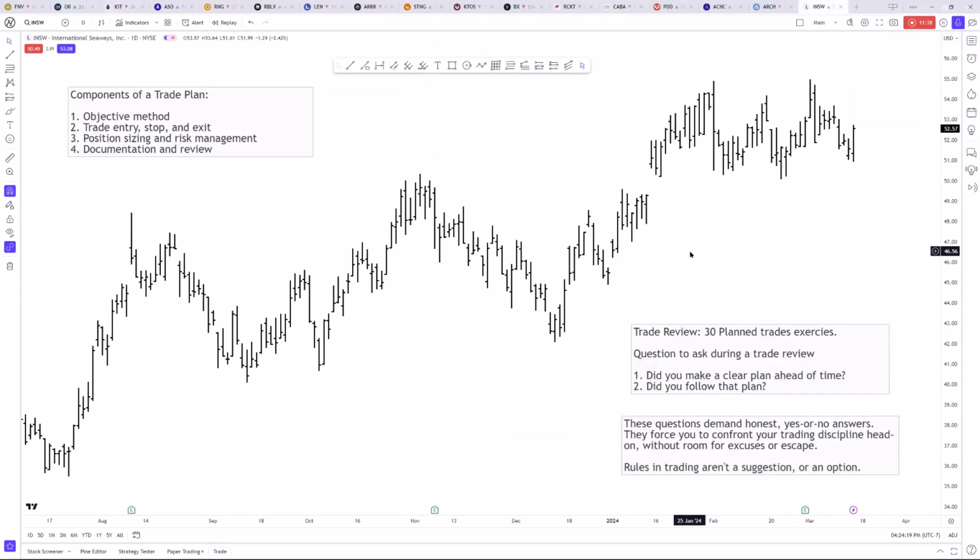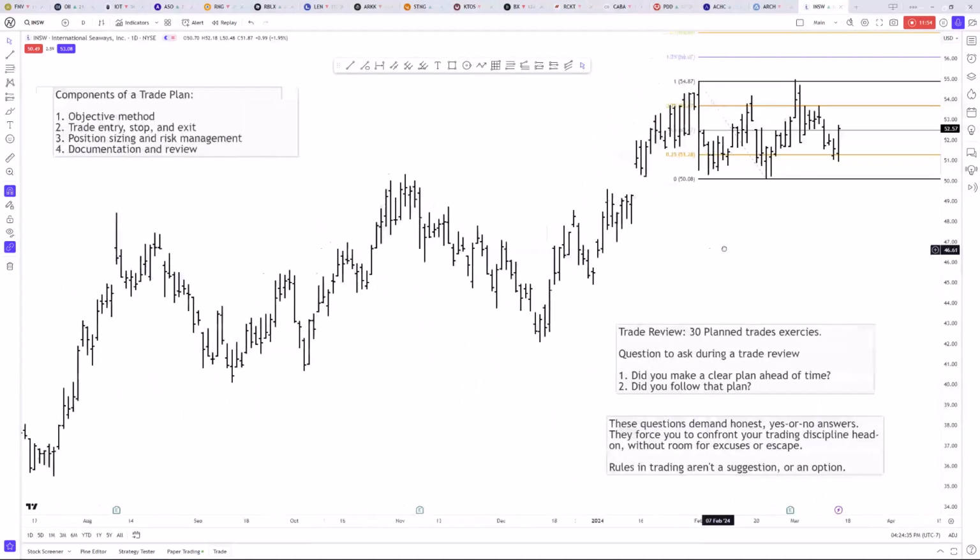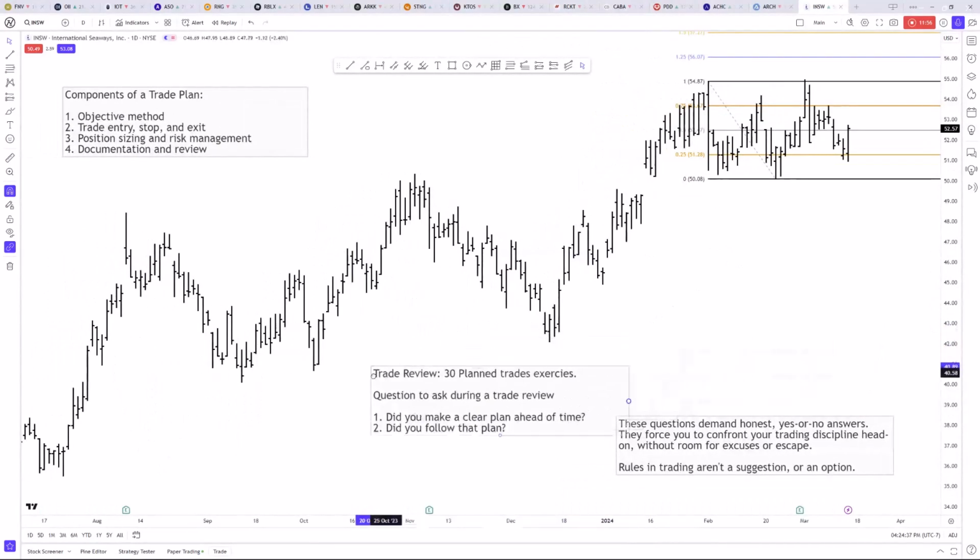Now let's do the documentation portion. This is where we're going to plan everything ahead of time. We're going to know how we're going to enter. We're going to know where we're going to put a stop. We're going to know how we're going to manage. And then we're going to document.